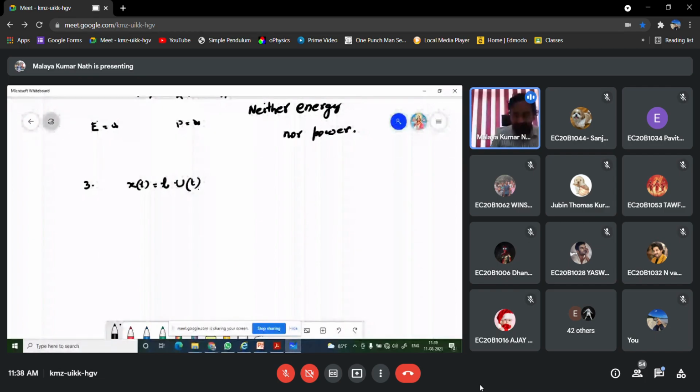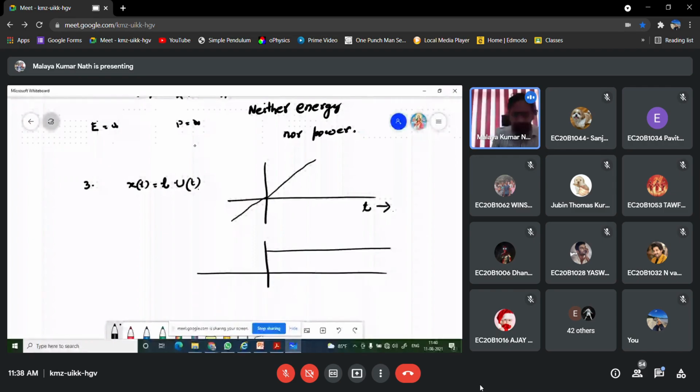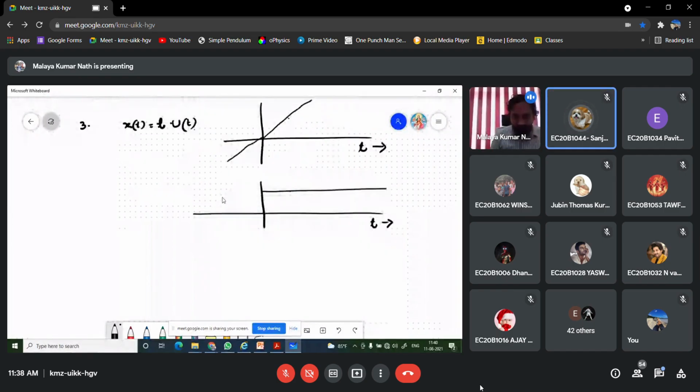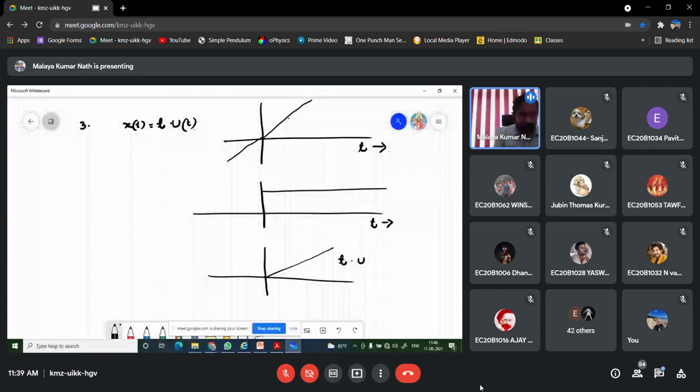Now what is this signal? Basically t is a signal which is linearly increasing with respect to time. So this is your t, right? Now what is u(t)? u(t) is a signal which only exists for positive time. When I multiply these two signals, in the negative side this is equal to 0. So this will give rise to only this part, which is your t into u(t). Am I right? Now what is your energy?